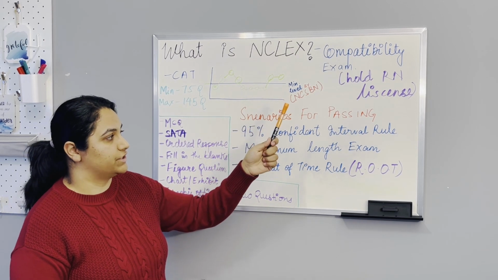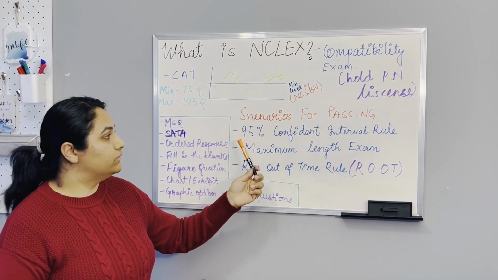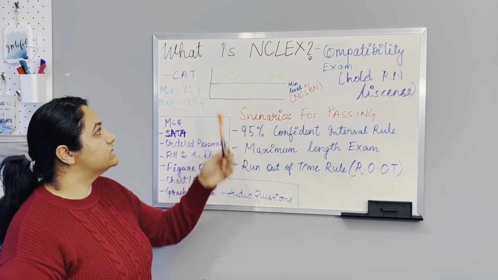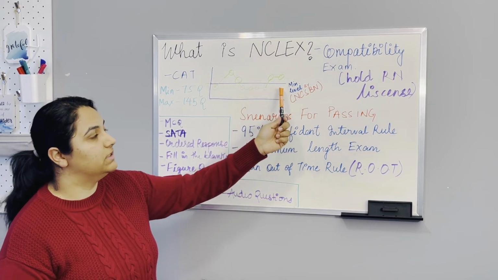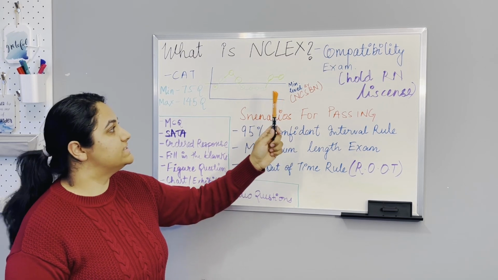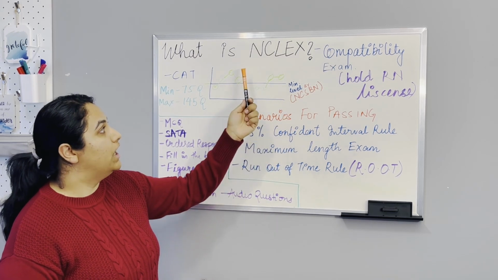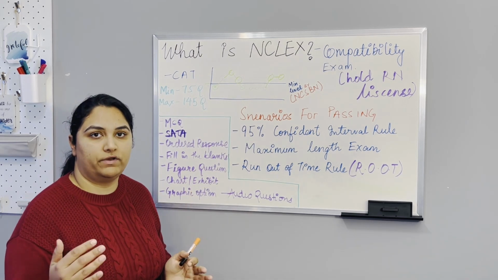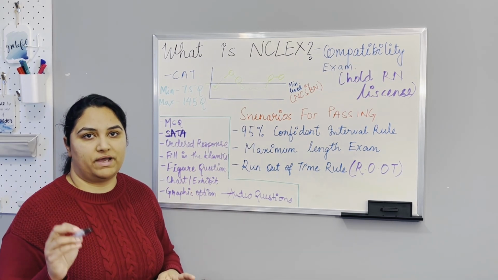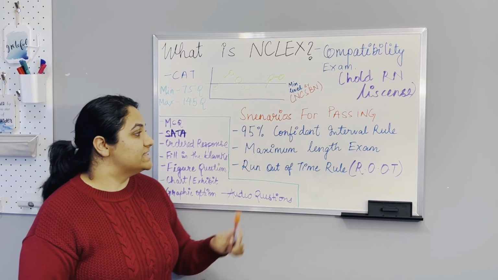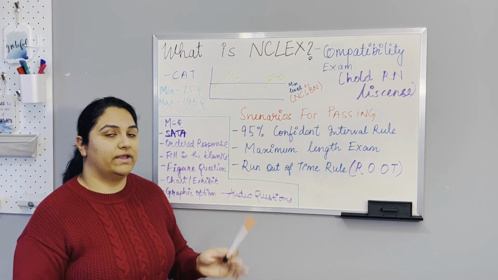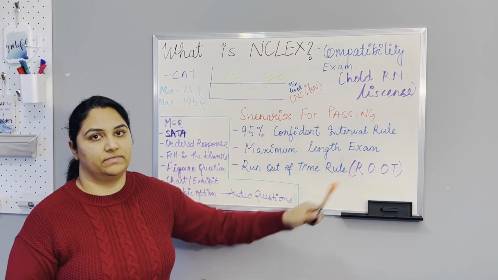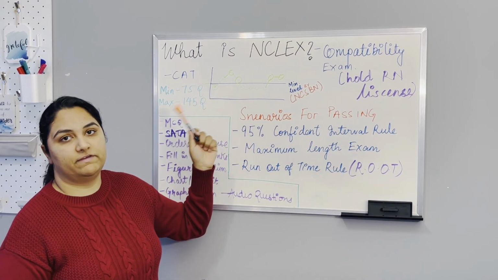and a wrong response will take the graph in the downward direction. So according to the 95% confidence interval rule, if you stay above this line, above the minimum level that is set by the NCSBN, for the length of your exam, you are able to pass the exam. The second phenomenon when the exam stops is the maximum length of the exam, that is 145 questions.